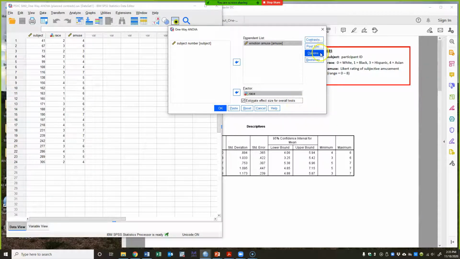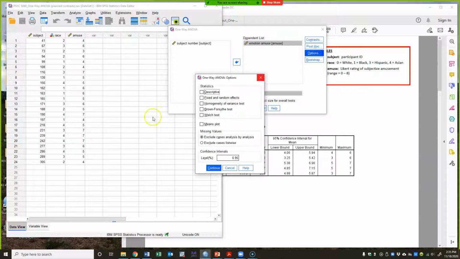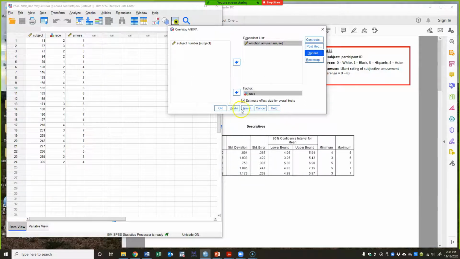Then I'm going to go to my options here, and I'm going to request descriptive statistics. I'm going to request the homogeneity of variance test. I'm going to request my Welch test in case I do violate homogeneity of variance. And I don't know, we can request a means plot. The means plot in SPSS is kind of garbage, but we'll go ahead and do it anyway. Okay, so we can go ahead and hit OK, and then hit paste.